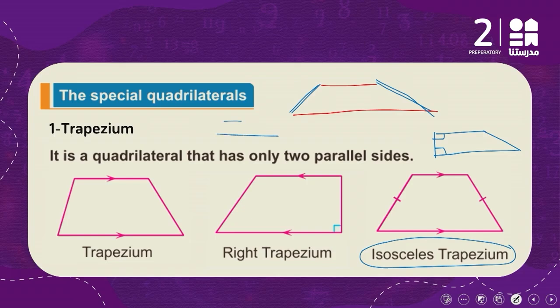If you put lines to close these 2 lines, making a shape, and these 2 lines are equal, this is isosceles. If you draw lines and you find you have right angles, this is a right trapezium. So generally we have a trapezium, a right trapezium, and an isosceles trapezium.